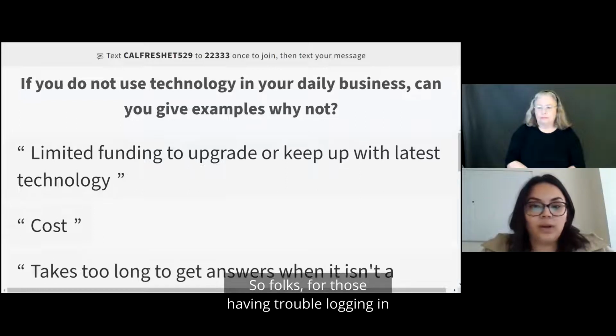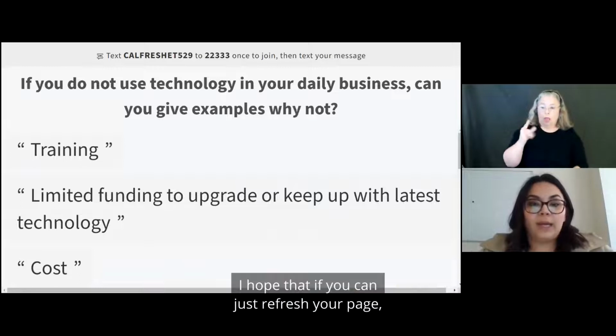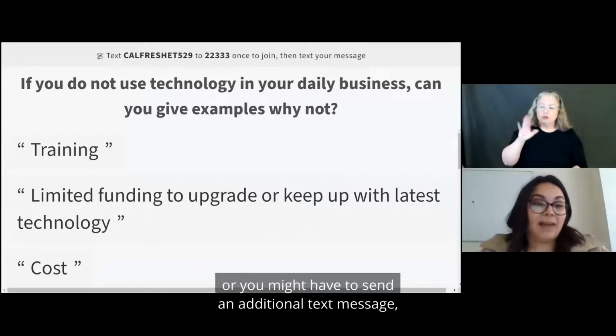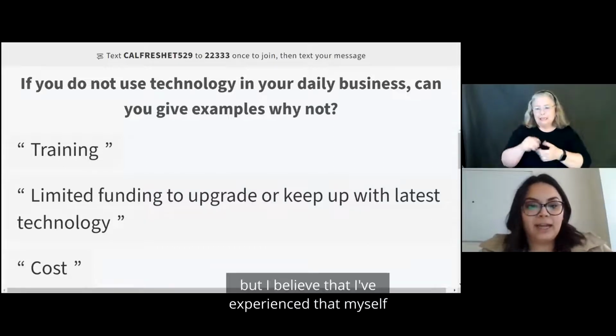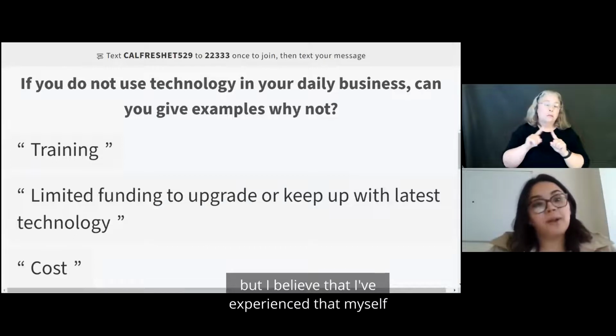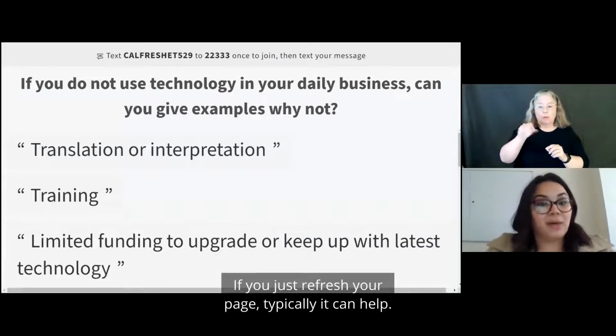So folks, for those having trouble logging in for the web voting, I hope that if you can just refresh your page, or you might have to send an additional text message. But I believe that I've experienced that myself in other Poll Everywhere. If you just refresh your page, typically it can help.